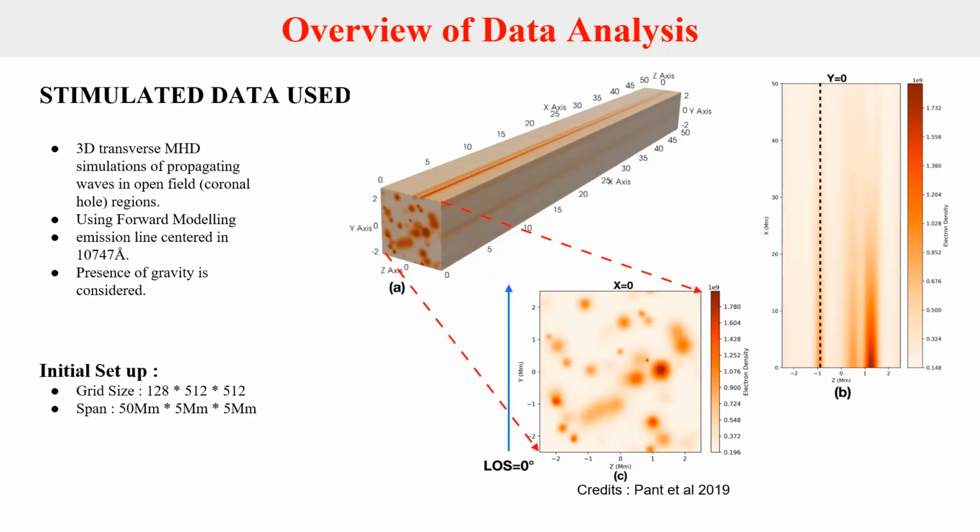In the next diagram, you can see the density getting reduced because of the presence of gravity as we move up radially. The simulated data are of 3D transverse MHD simulations of propagating waves in the open field regions. The output we get from the MHD simulations is given as input for the forward modeling. From the forward modeling, we get a spectroscopic output. From the spectroscopic output, we find the specific intensity that will be used as the data for our project.